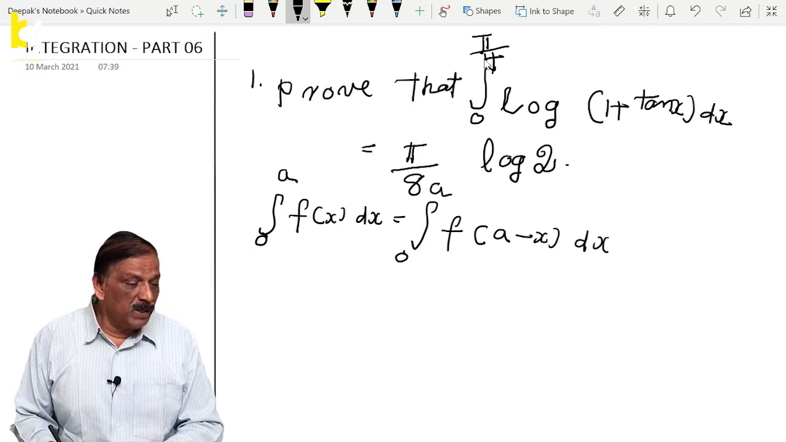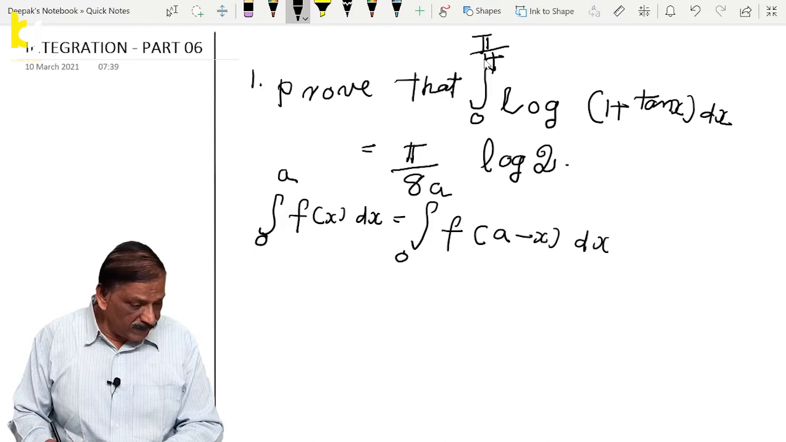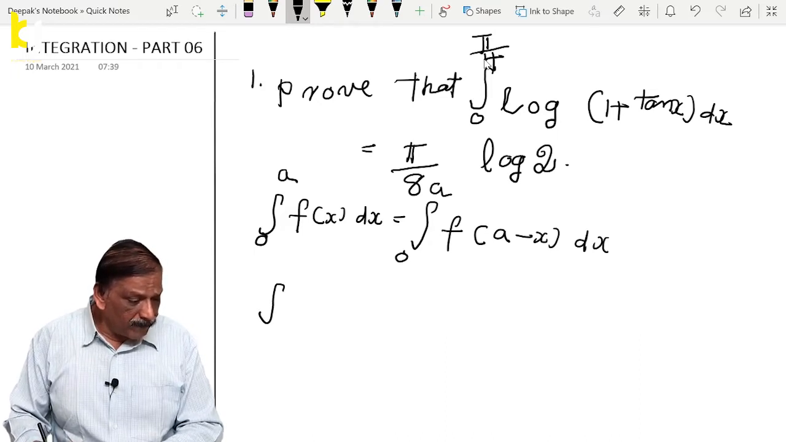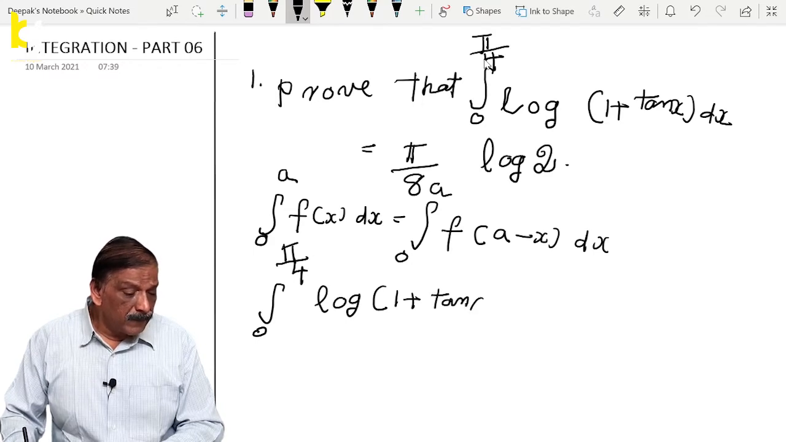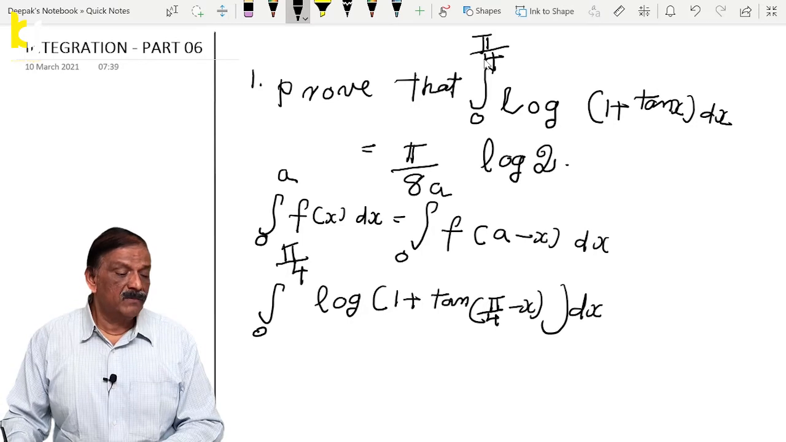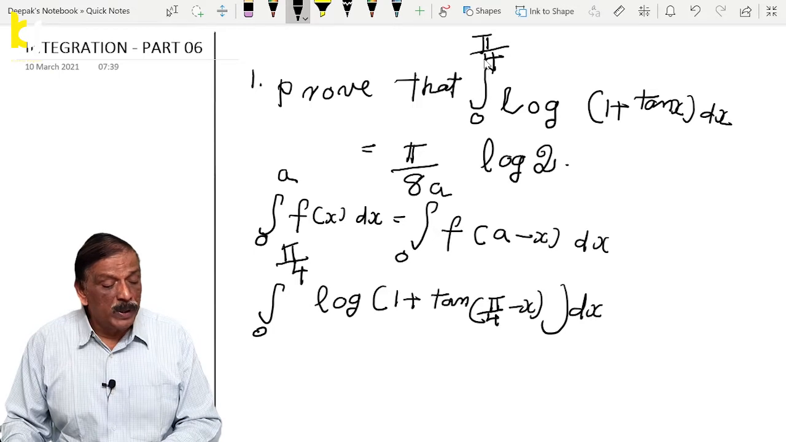That is, prove that integral 0 to pi by 4 log 1 plus tan x dx. That is, integral 0 to pi by 4 log 1 plus tan x will be 1 plus tan pi by 4 minus x dx. We know integral 0 to a f of x dx equals integral 0 to a f of a minus x dx.